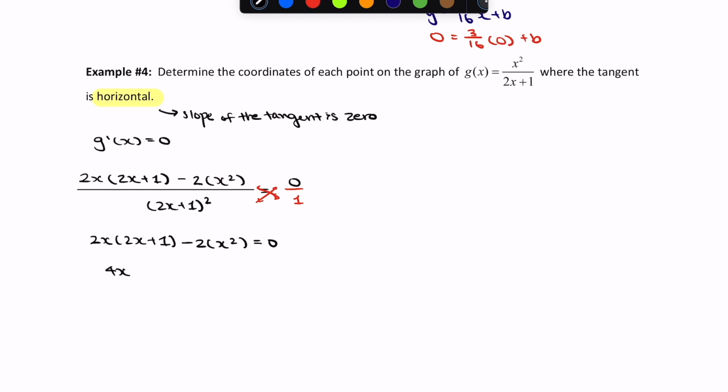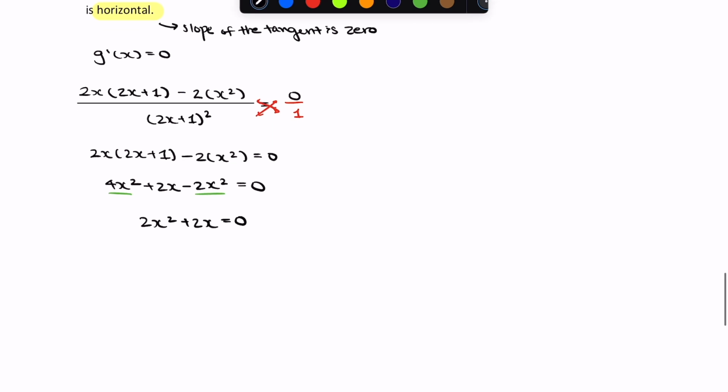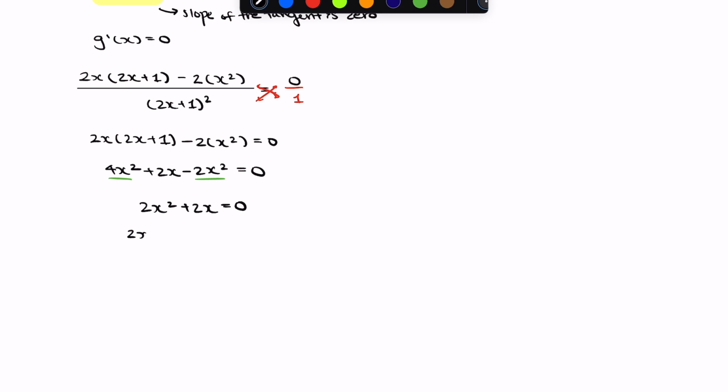Expand that, we have 4x squared plus 2x minus 2x squared is equal to 0. Combine the like terms, we'll have 2x squared plus 2x is equal to 0. And if we factor out a common factor of 2x, we'll be left with x plus 1 is equal to 0. And so we have two answers here: x is equal to 0, or x is equal to negative 1.